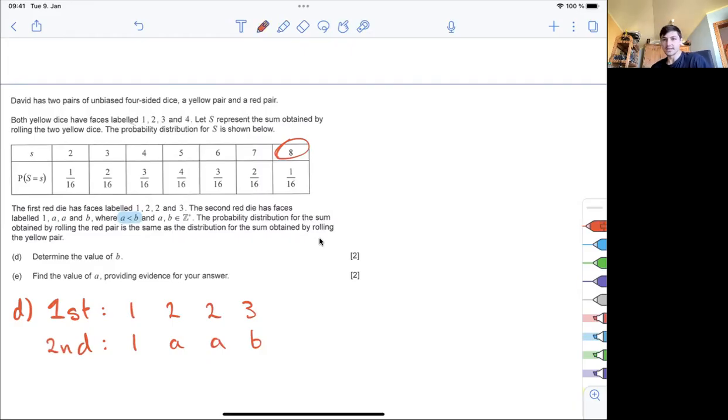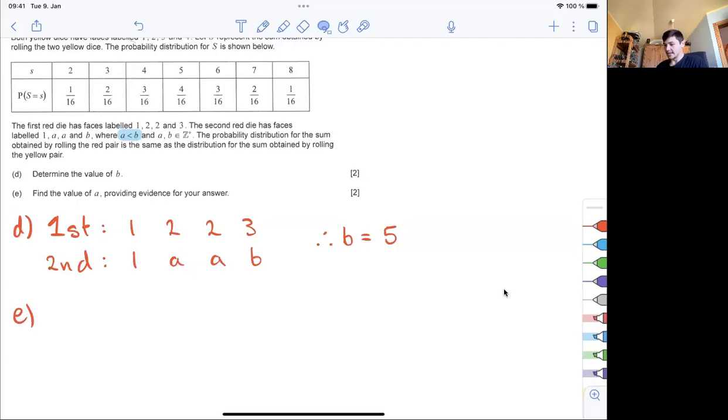All right, so with that being said, that means 3 and B will have to sum to 8, and there's only one possibility of that happening, which is 3 and B. So then we can conclude that B is equal to 5. So yeah, a bit of thinking involved with that one, but that is the answer to part D.